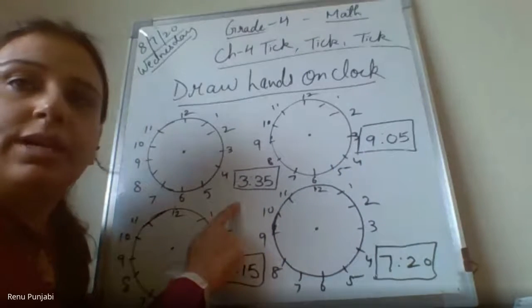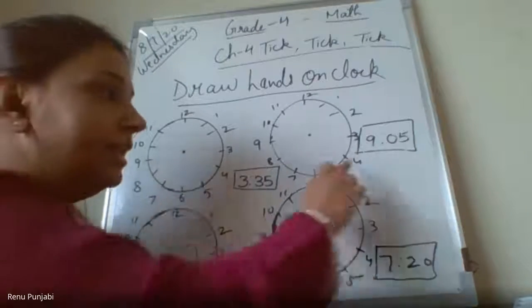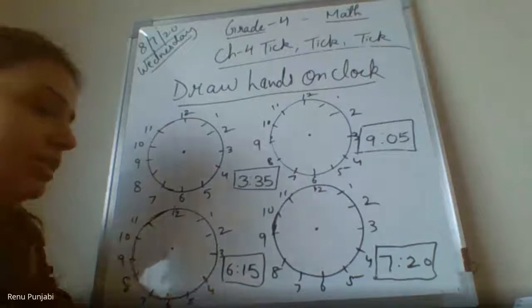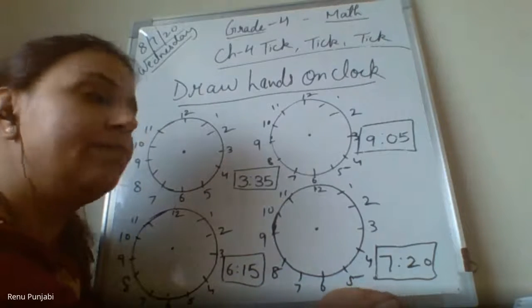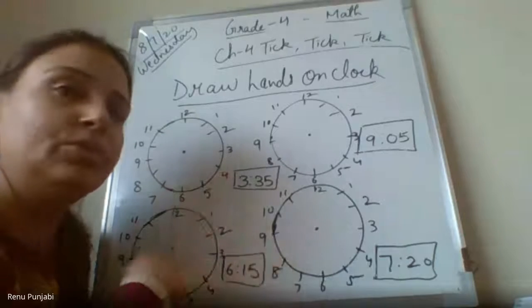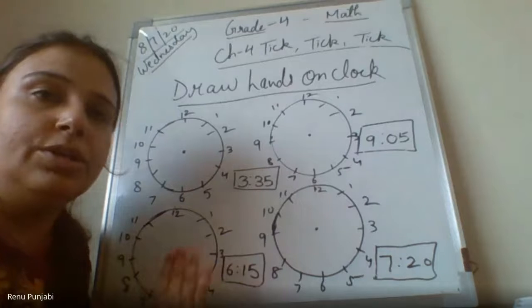First is 3:35. You have to show 3:35 in the clock. Next is 9:05. Third is 6:15. And the fourth is 7:20. Are you all clear? Because here you are just drawing the hands in the clock.